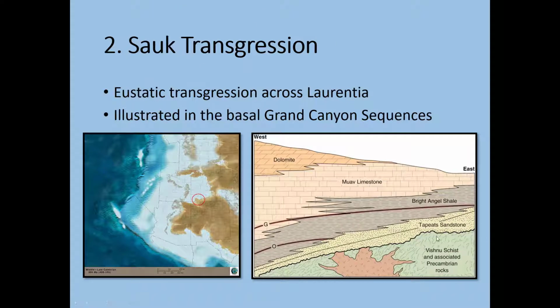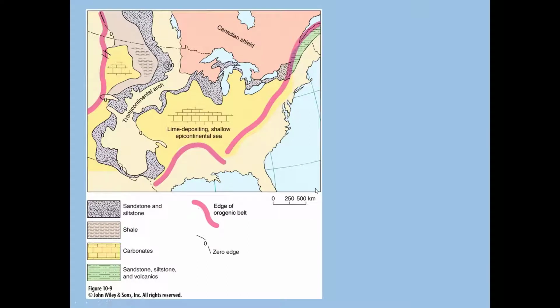But here we have the Vishnu schist and the Zoroaster granite that are exposed at the base of the canyon, and we can see that there's a nonconformity here between that and the Tapeats sandstone. And then we see the transgression of sandstone to the Bright Angel shale to the Muav limestone and then dolomite. So that Sauk transgression can also be mapped across most of Laurentia by looking for sand deposits.